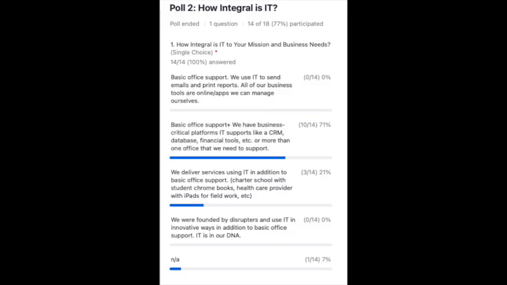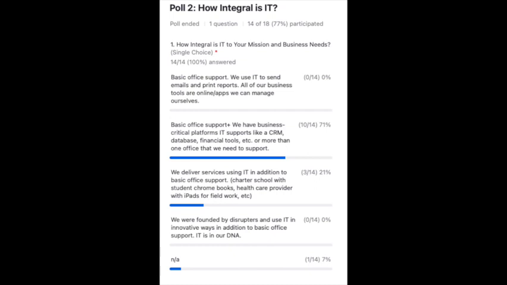So we had a really good result on this. This one is a little bit more like a bell curve. So we had a whole bunch of people who fell in that basic office support plus. We have business critical platforms, IT supports, more than one office perhaps that need support. And that was about 71% of people on the webinar. And then a few people said that they are also using IT to deliver services. So that might be, as you said, Johan, having Chromebooks in an education setting or something like that. And then one person answered that it was not applicable.